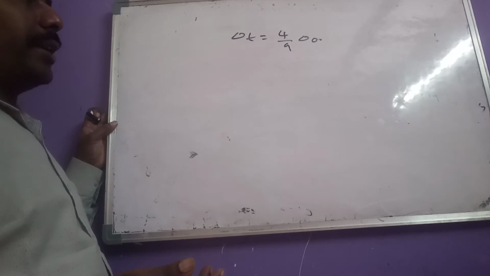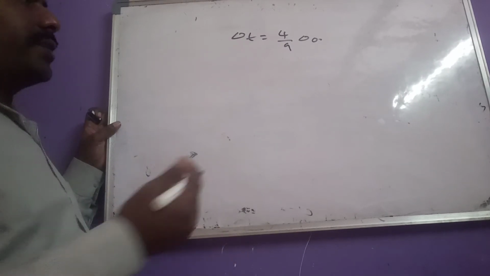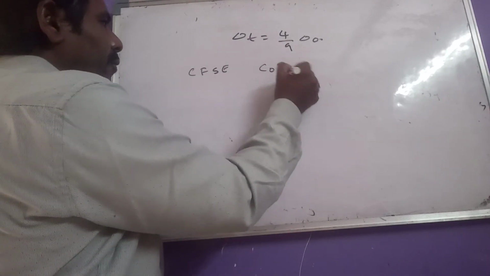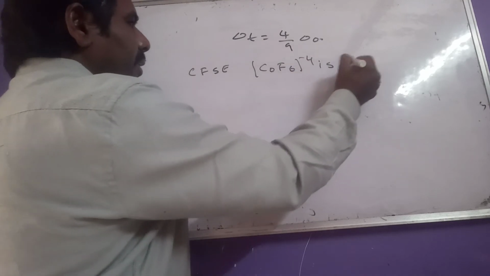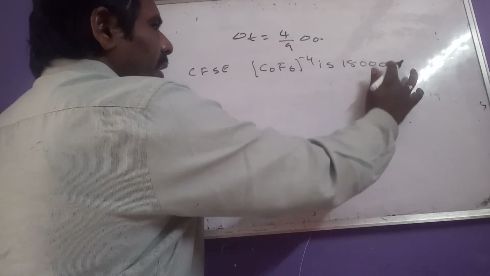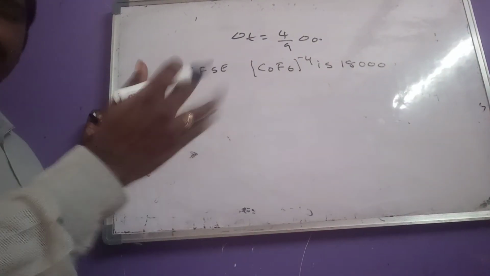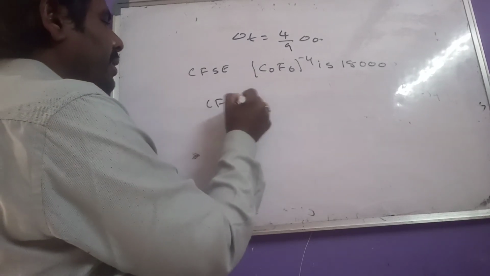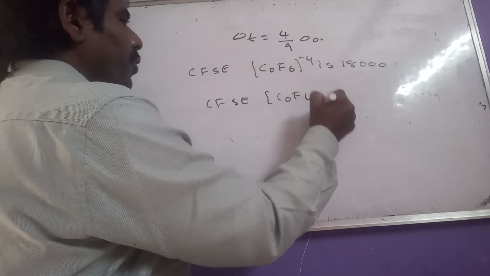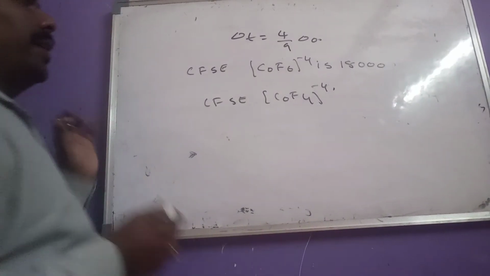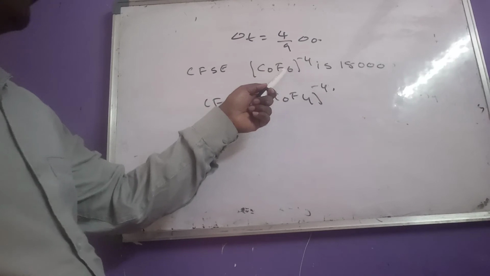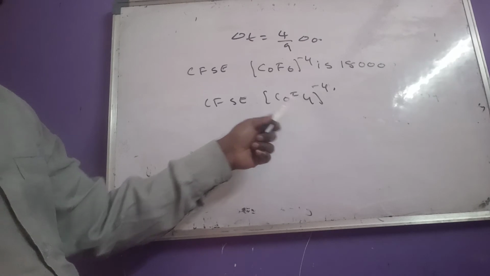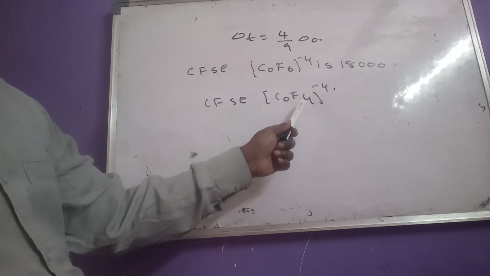In a recent examination, one question was given. The crystal field splitting energy of CoF6 4- is 18,000, in some units. Now what is the value for CoF4 4-? Here 6 ligands approached, so this energy belongs to delta naught.